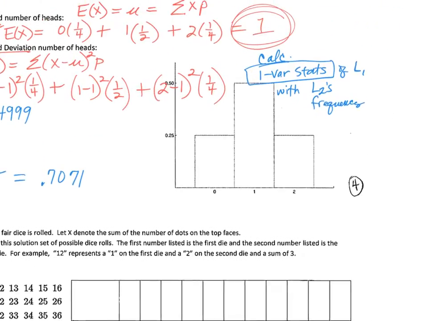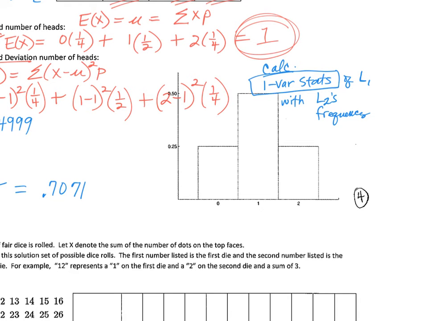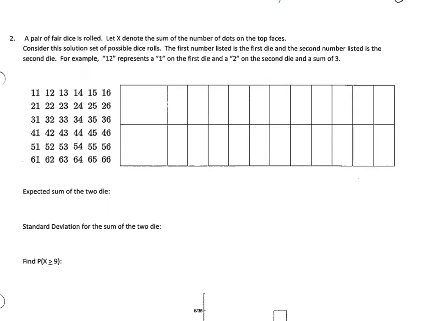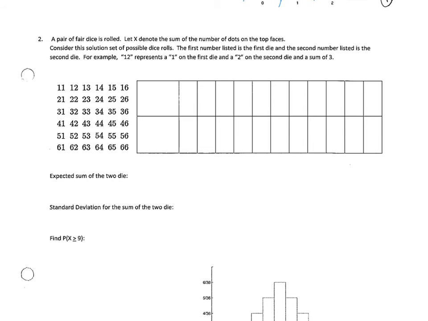By the way, this picture is just showing you that 0 happens 1/4 of the time, 1 happens 1/2 of the time, and 2 happens 1/4 of the time. Notice it is unimodal and symmetric. Interesting that that's not a coincidence. All right, number 2.